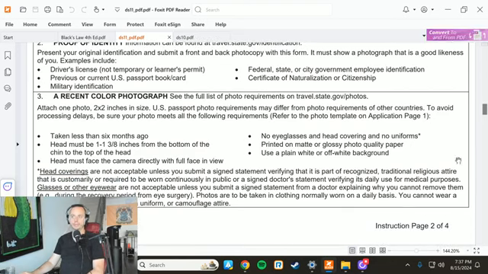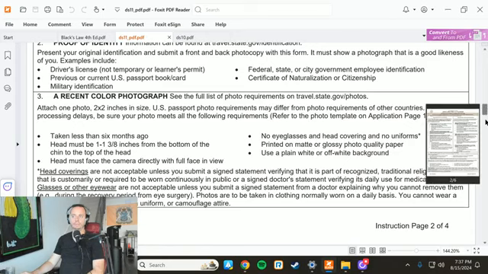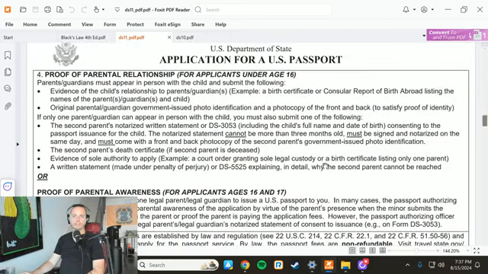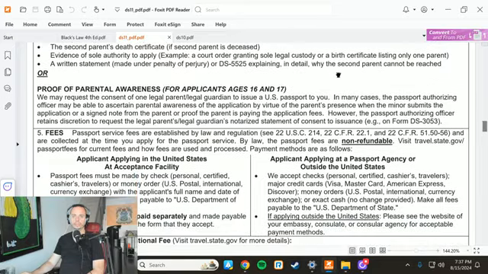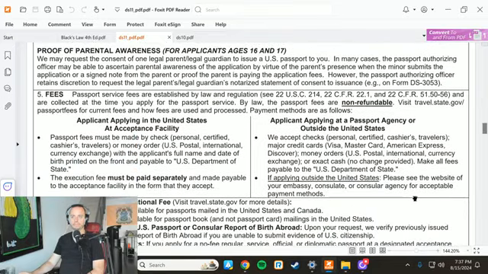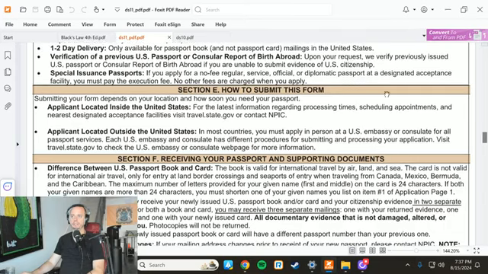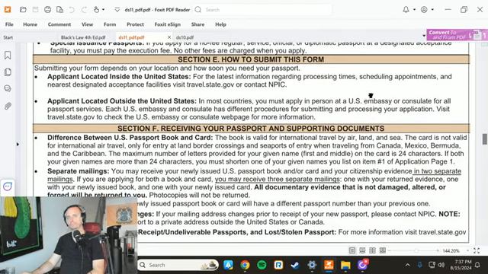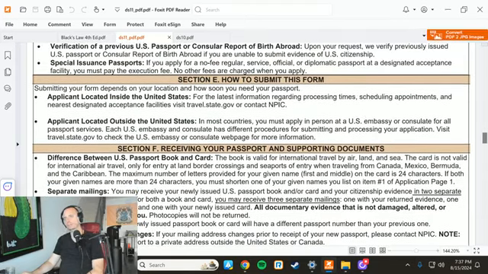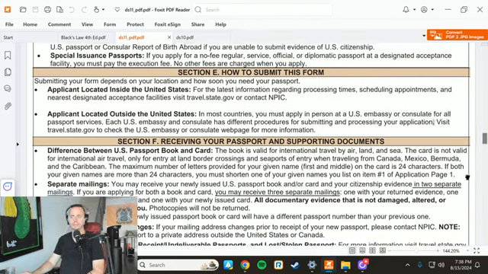But if you want what pretty much everyone has done up to this point, you're going to send in a long form birth certificate, right? Special issuance passport, if you apply for a no-fee regular service official or diplomatic passport as a designated acceptance facility, you must pay the execution fee, blah, blah, blah. I don't know about all that. I've been reading a lot of stuff. I don't know about all that.